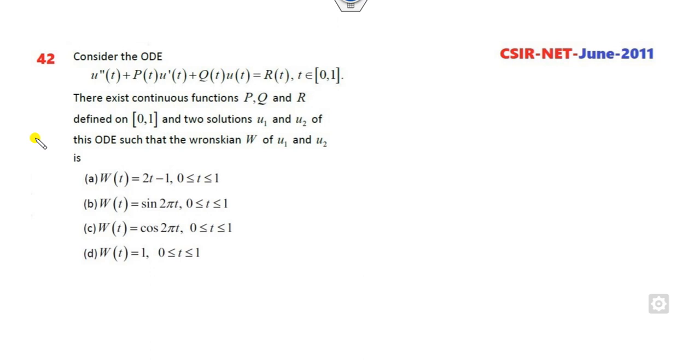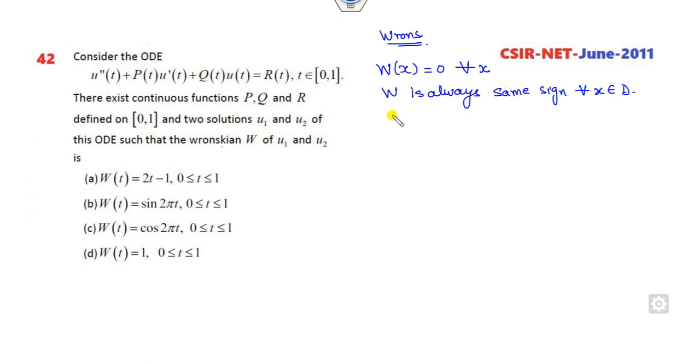Okay, next category is about the Wronskian. The Wronskian is given to you. So we all know what is the property of the Wronskian. It is either zero for all the domain, or the Wronskian is always of the same sign for the given domain, for all x in the domain. And if Wronskian is zero, then we call it LD. If it is non-zero, then we call it LI.